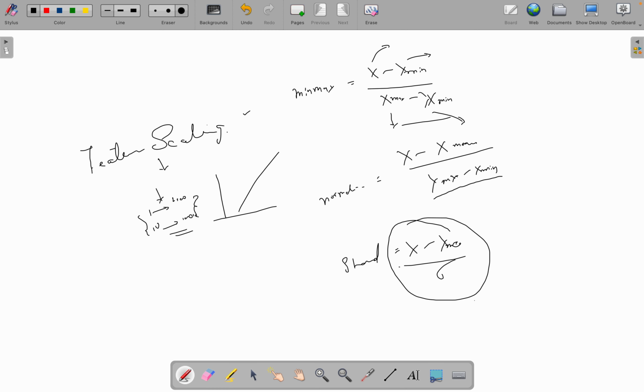But you should always remember these two scalers should not have an outlier, because if you have an outlier, then this value will be too much. In the standard scaler, it is okay to have an outlier, it will be handled. But here you should not have it.